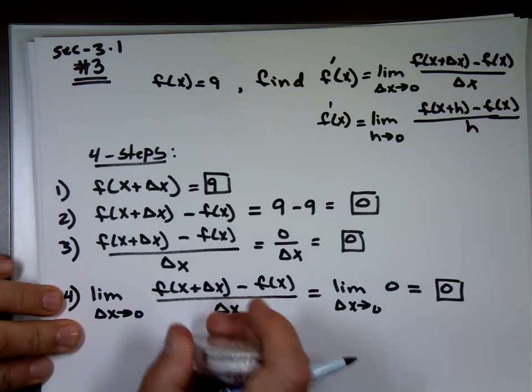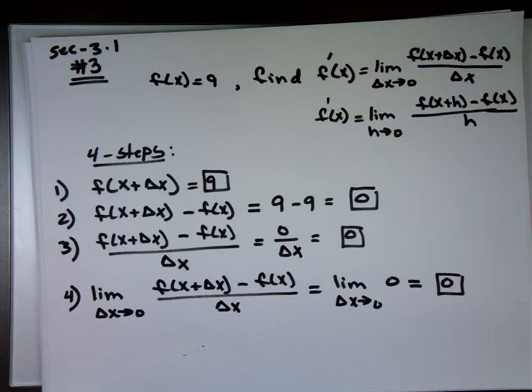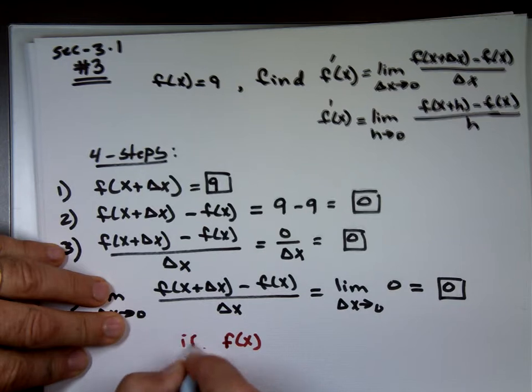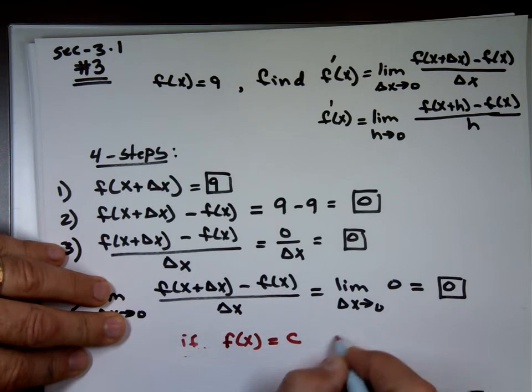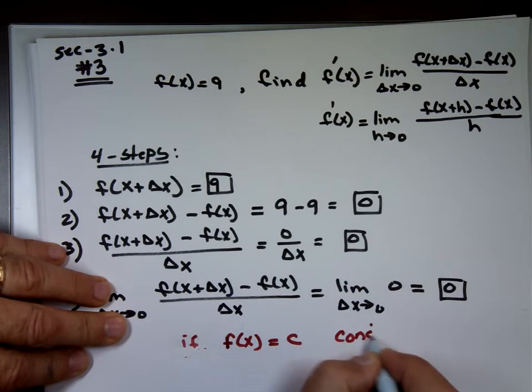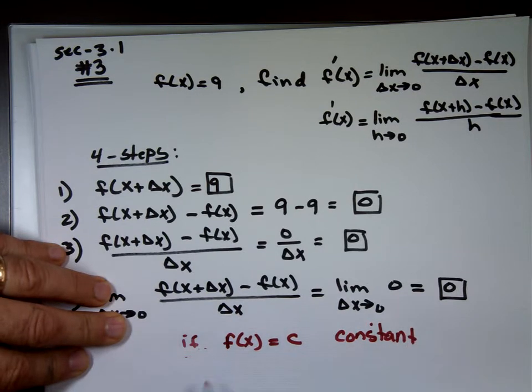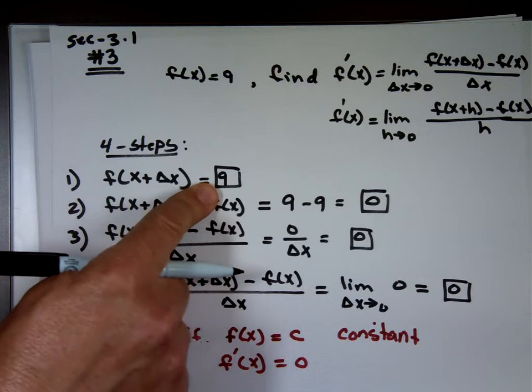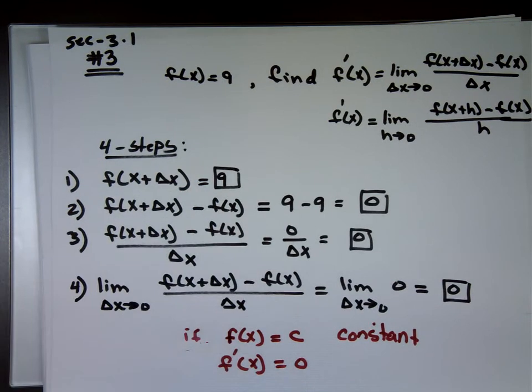This is one of the shortcuts for the limits. There's a lot of rules. One of them: if f of x equals c, which is a constant, then the derivative of that is always going to be what? 0. So the derivative of any constant is 0. Always. Doesn't matter what the number is. That number could be 9, 15, 20, 0, 34, minus 50. The derivative of that is 0.